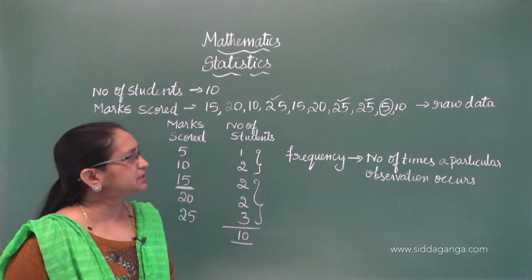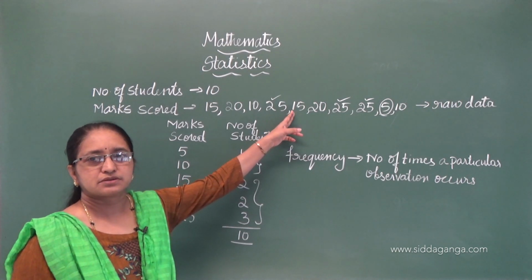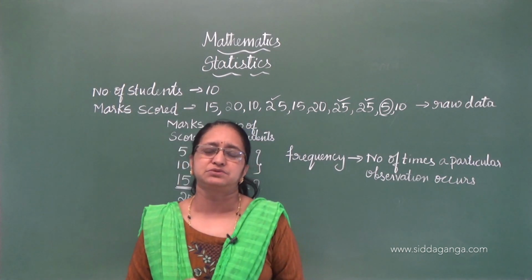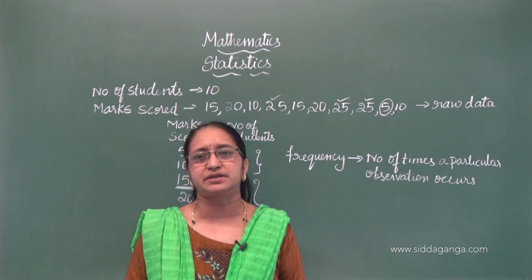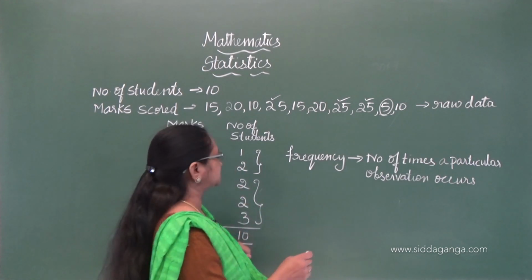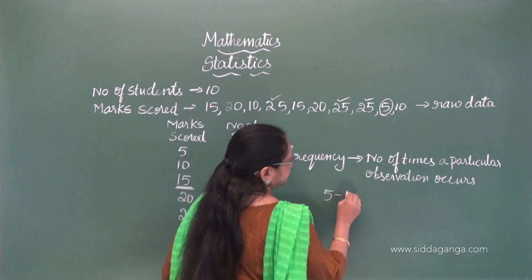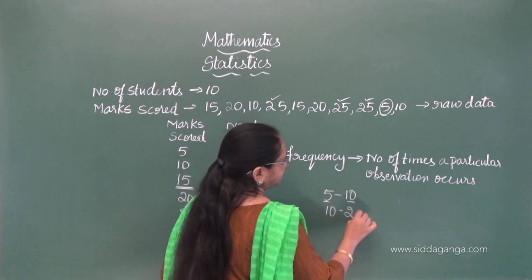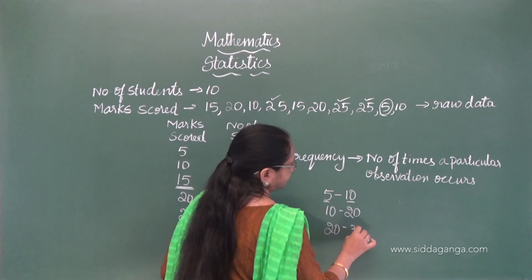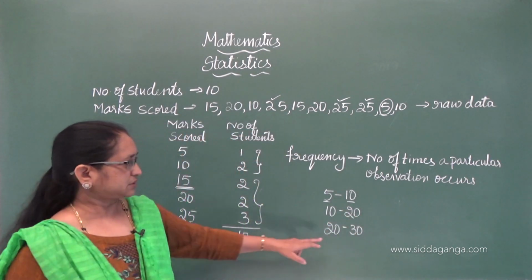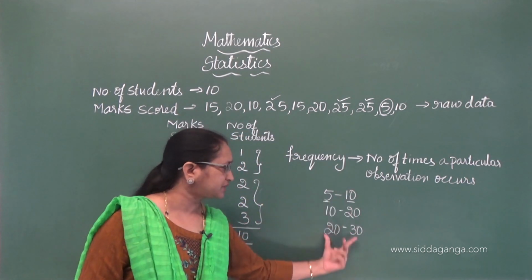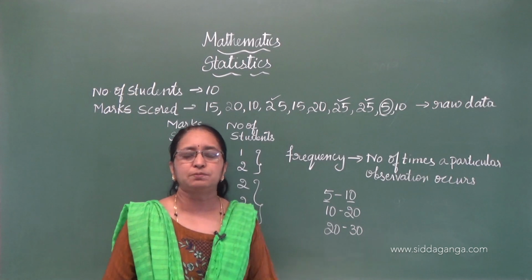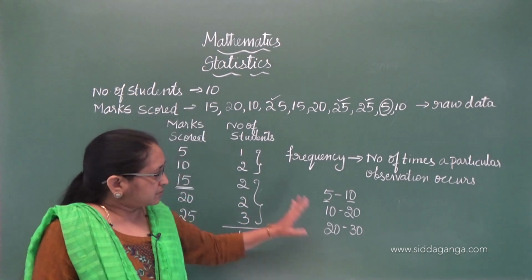So that is ungrouped data. I hope you understood. Understood? So what is grouped data? If the observations or the data are arranged in particular groups. For example, if I do 5 to 10, meaning the marks scored 5 to 10, 10 to 20, 20 to 30. If I arrange a collection of data in a particular order like this, then it is called grouped data. I hope you understood the difference.